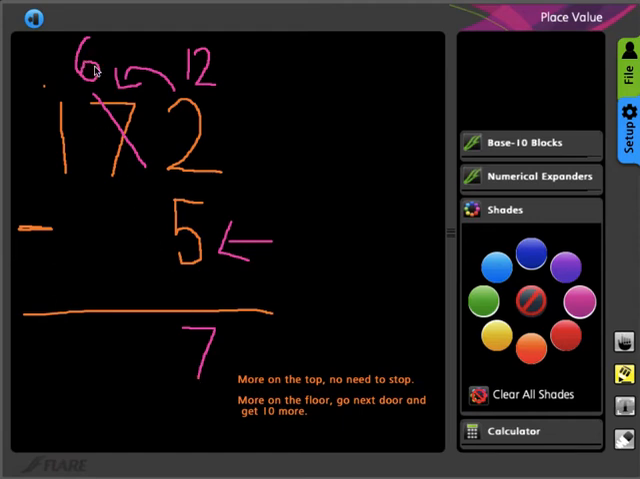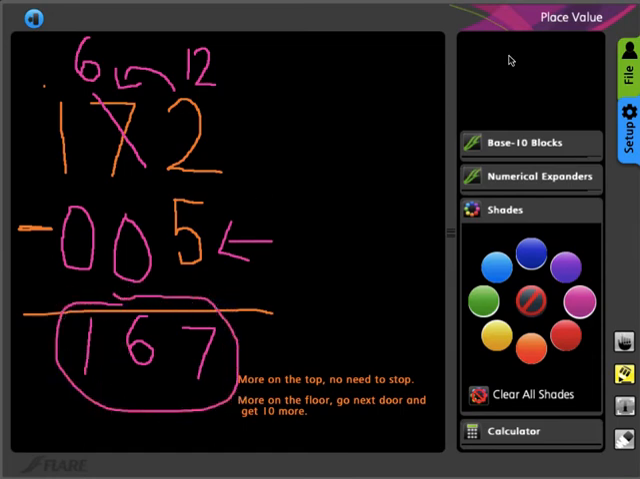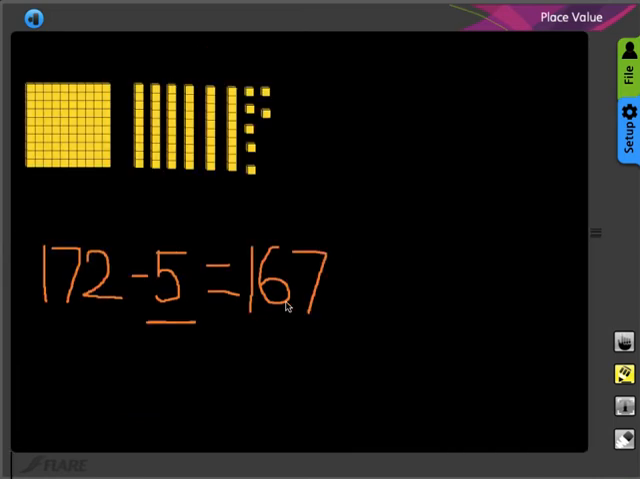Now we have 6 tens minus, we don't have a number in the tens place on the bottom number. 6 tens minus nothing. It's like there's a 0 right there. 6 tens minus 0 is still 6 tens. And then we have 1 hundred minus 0 is still 100. Our answer we got is 176. Same thing we got with the blocks. Okay?